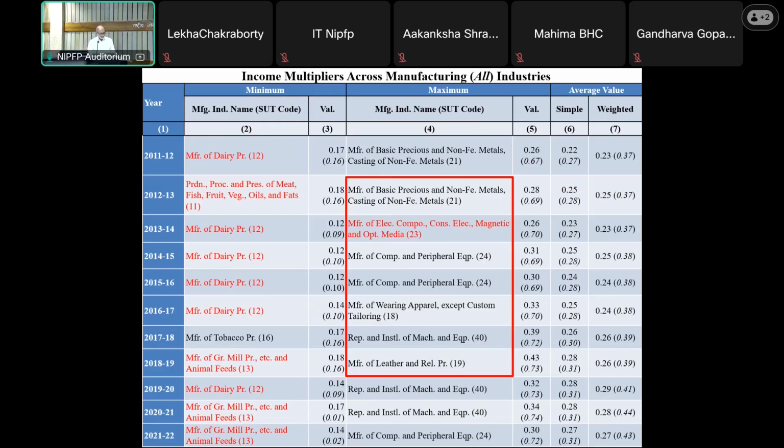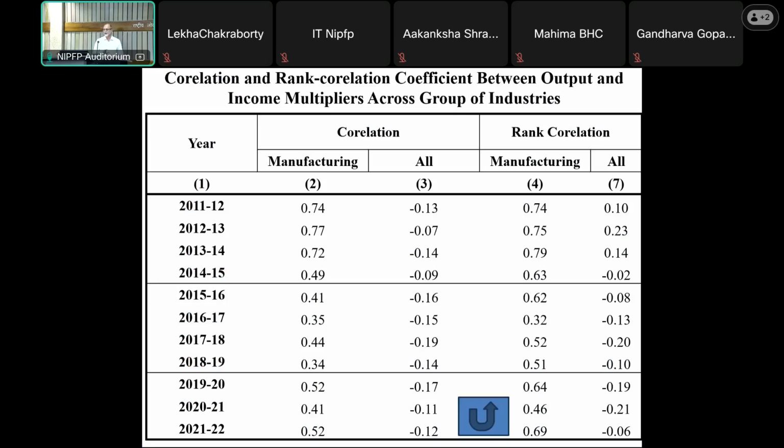And the highest income multiplier is actually observed for those which are in the public sector, like public administration and defense. And the lowest income multiplier is for ownership of dwellings across all industries. So this is how it looks as far as the multipliers go.